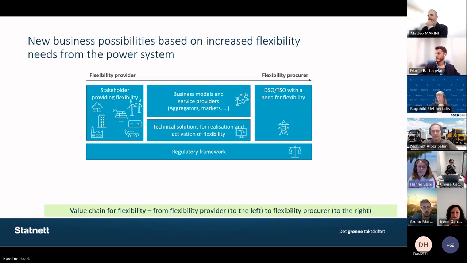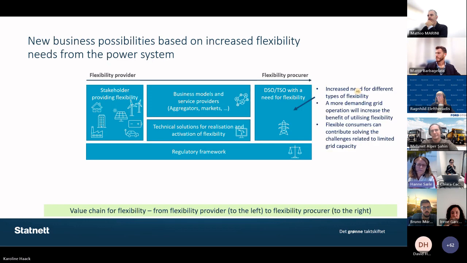So increased need for flexibility can give new possibilities. And we have studied this as seen from the power system in general, but also from Statnett. Because there is an increased need for different types of flexibility.